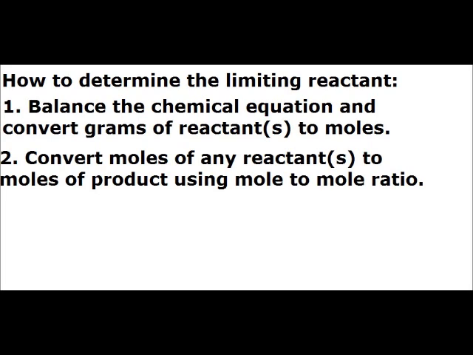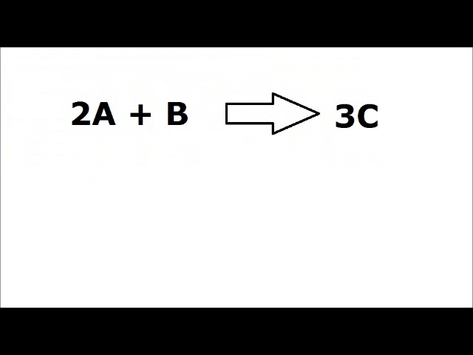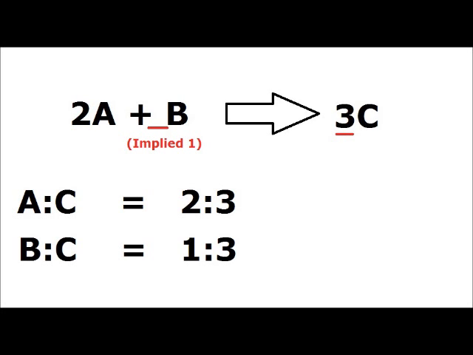So if I gave you a simple reaction like this, 2A plus B goes to 3C. So A and B are added together and they give you C. 2A plus B goes to 3C. The mole-to-mole ratio of A to C is 2 to 3. And so that's the mole ratio I would use when setting up the equation. If I wanted to find the mole-to-mole ratio of B to C, I would say there's an implied 1 with this B, to 3C. So it's 1 to 3.